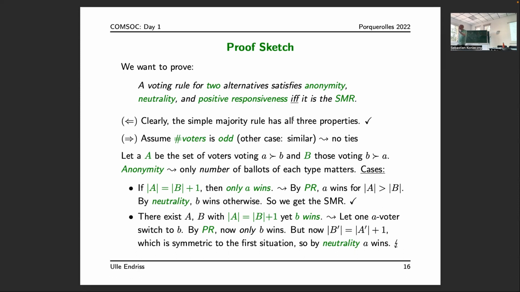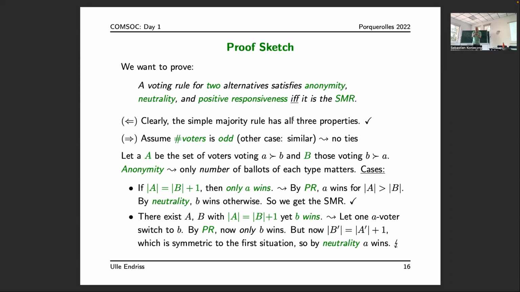Suppose all I know about the rule is if there's exactly one more A supporter than B supporter, then A is the only winner. I don't know anything else about the rule so far. It's consistent with majority, but it doesn't define majority yet. How can I get majority? First, I'm going to use positive responsiveness, which says if you increase the support for a winning alternative, it will still win. And I can apply it once, or I can apply it several times.